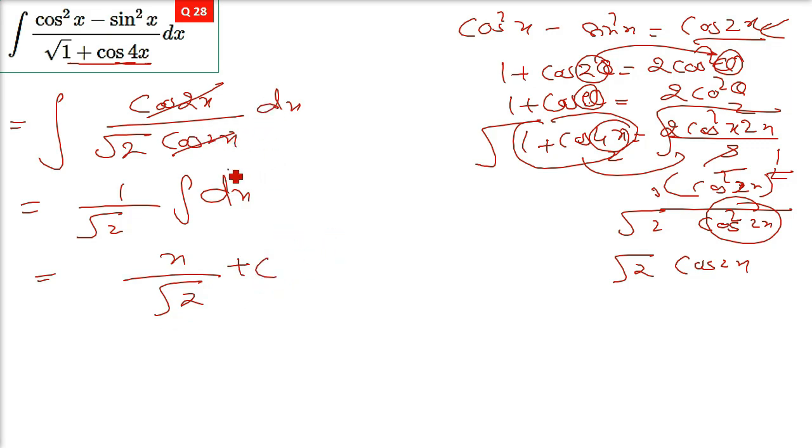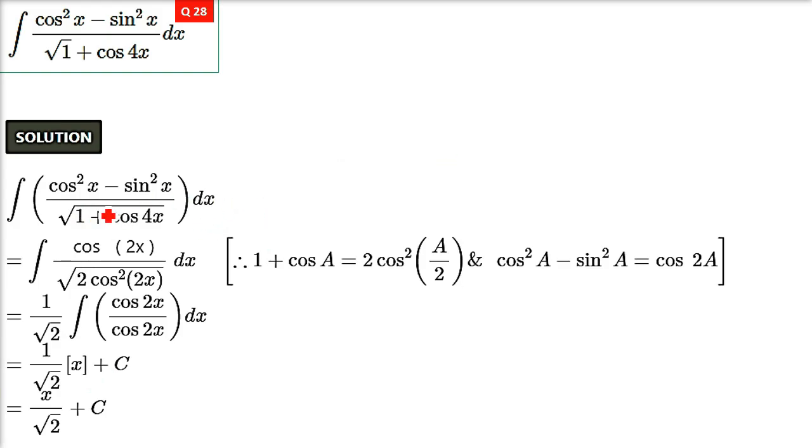Now what you see here is a simple result, but this has come from the right explanation which we did. If you are aware of the formula, this question will be very easy for you. Otherwise it will be very difficult, because getting to x by root 2 without knowing the relationship is difficult. So all these need to be known.